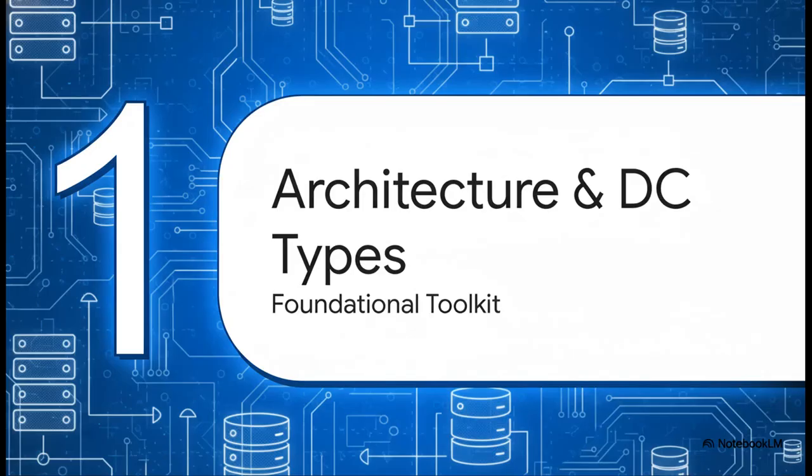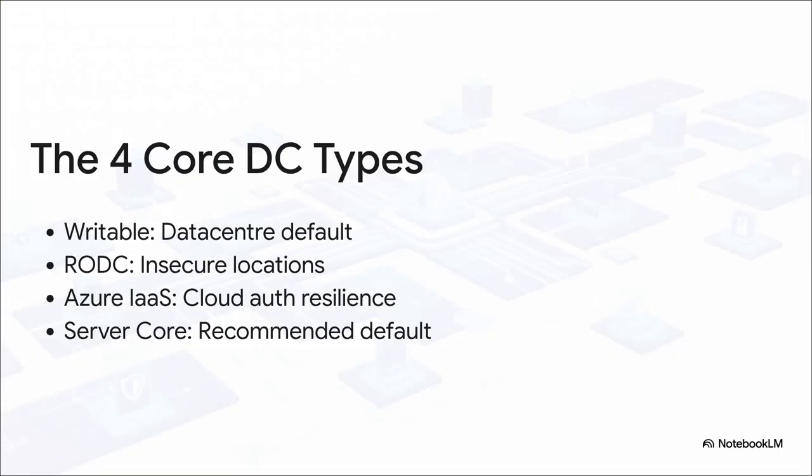All right, Section 1, Architecture and DC Types. Let's build our foundational toolkit. Before we even think about running a deployment script, we've got to know our tools. We've got 4 specific options in our domain controller toolkit, and understanding when to use each one is step 1 of any architectural plan. First up, the standard writable domain controller.